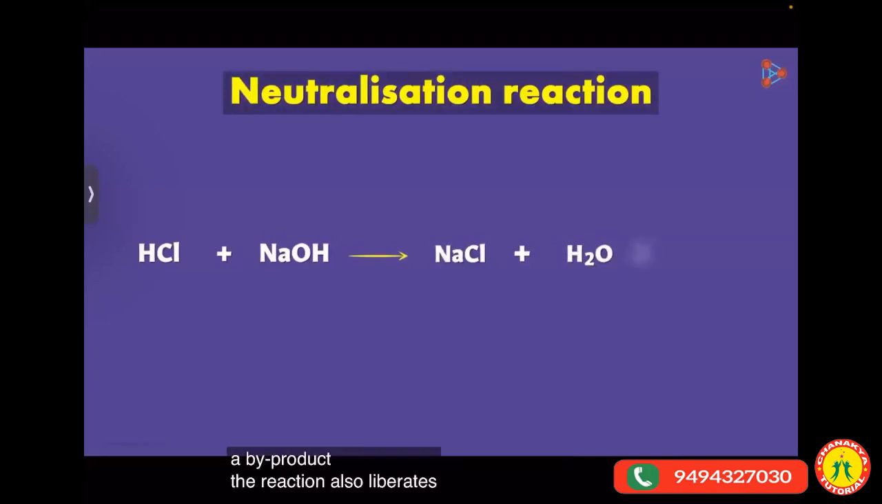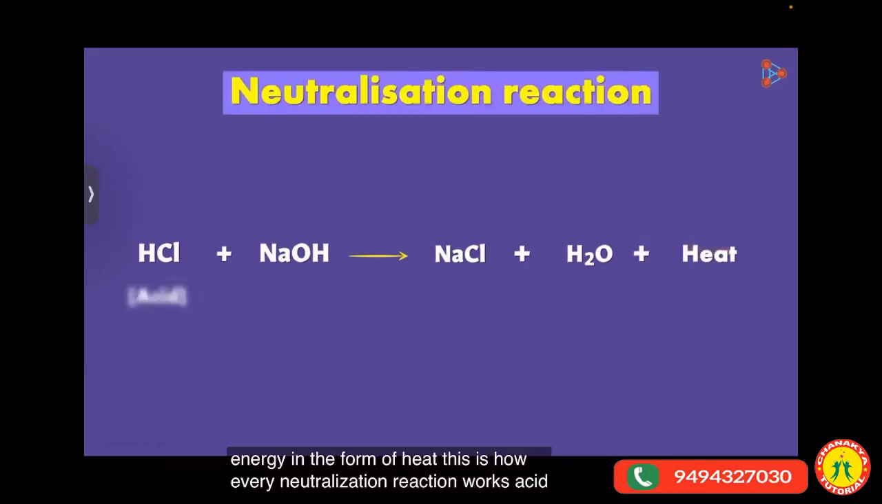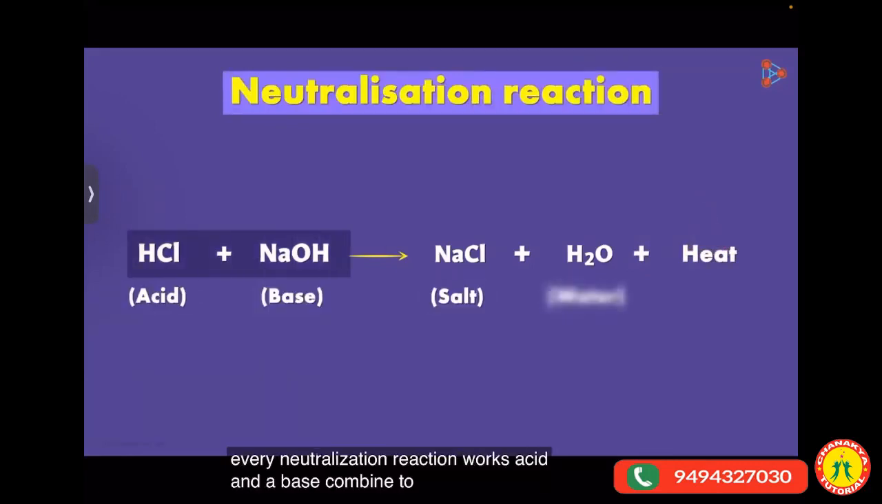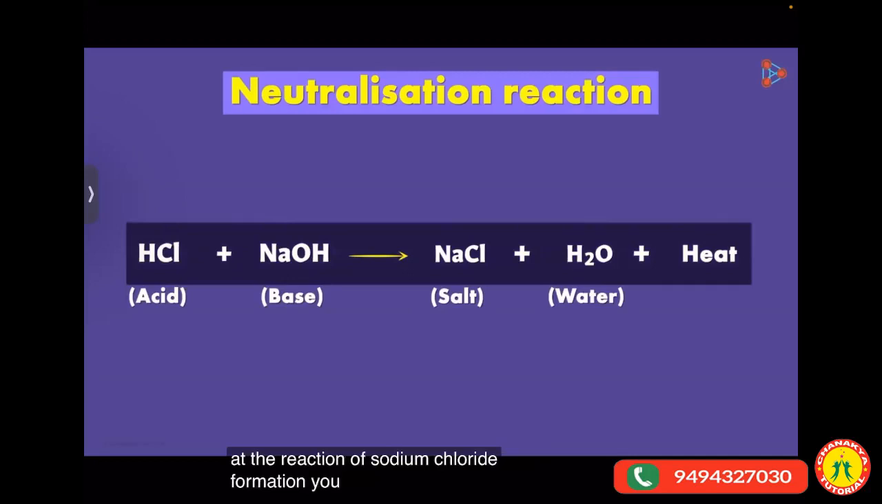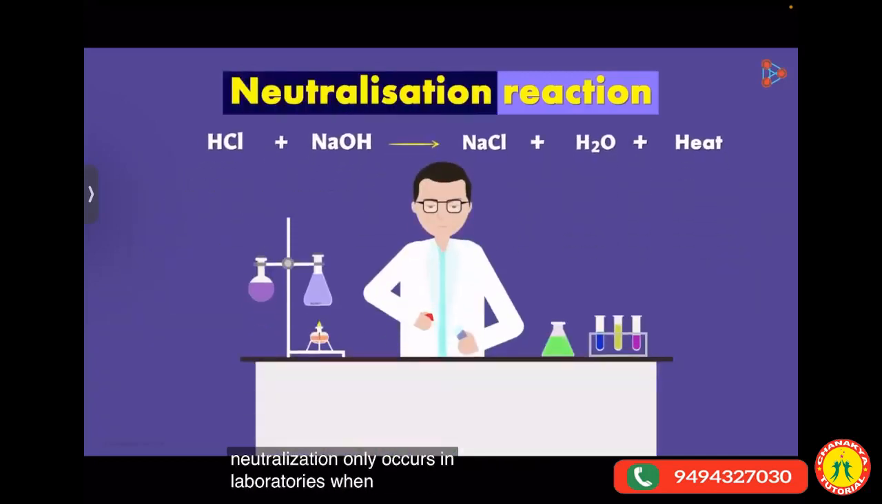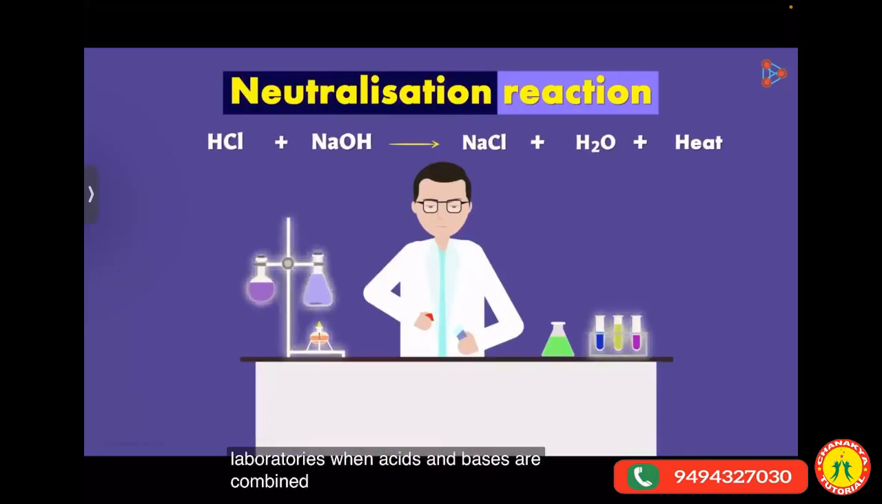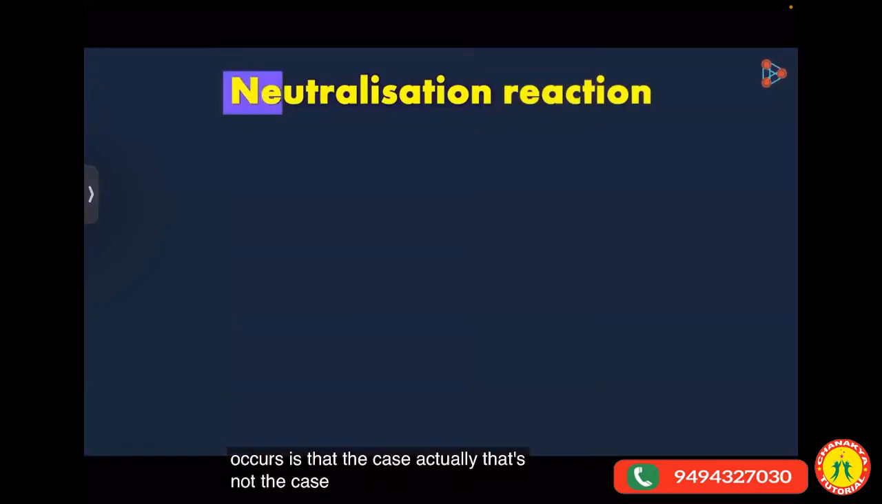The reaction also liberates a lot of energy in the form of heat. This is how every neutralization reaction works. Acid and a base combine to give salt and water with heat generation. But looking at the reaction of sodium chloride formation, you may say that neutralization only occurs in laboratories. When acids and bases are combined in a test tube in a lab, it's only then a neutralization process occurs. Is that the case? Actually, that's not the case.